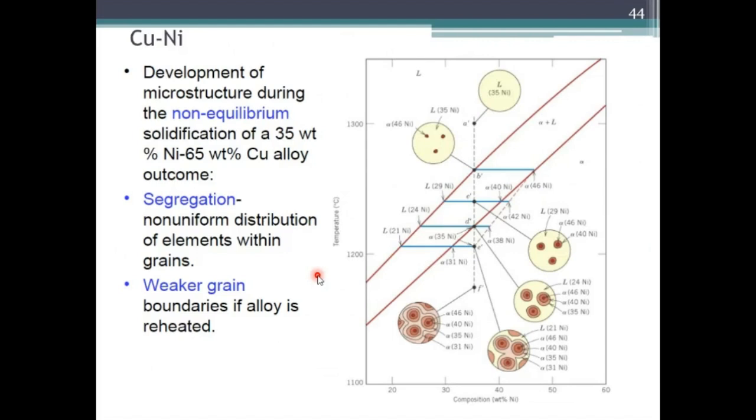It is happening wherein it will have 35 percent nickel and 65 percent copper alloy. Okay, just a minute. That nickel 35% and copper 65%, we call it this 35 and 65. For different compositions, these are available. From there we need to do segregation. Segregation is non-uniform distribution of elements within the grains. Then the boundary should not be weaker. If it is weaker, it should be reheated or subjected to treatment to achieve a good solid structure.